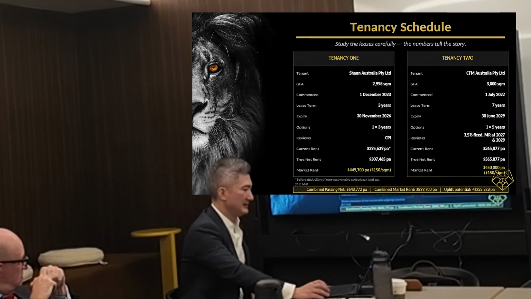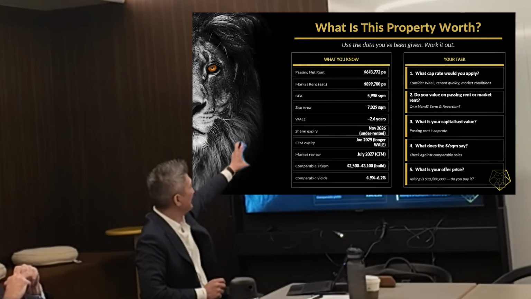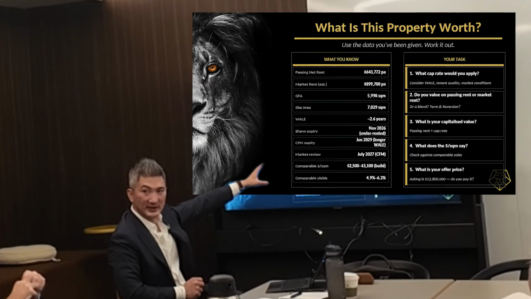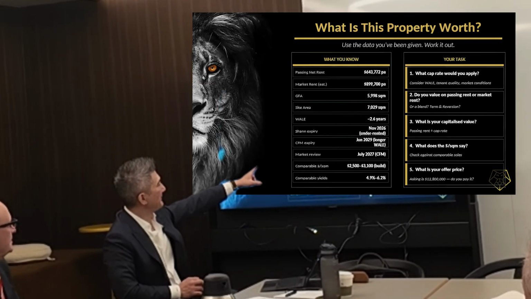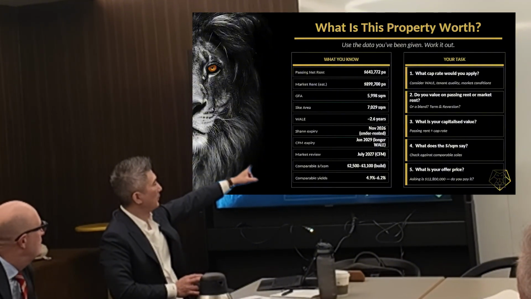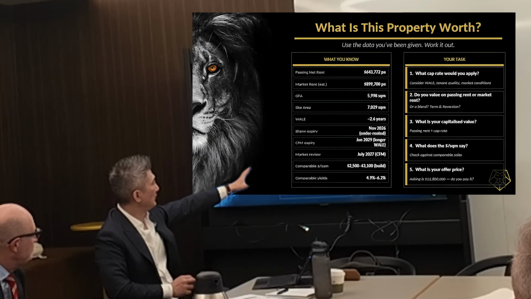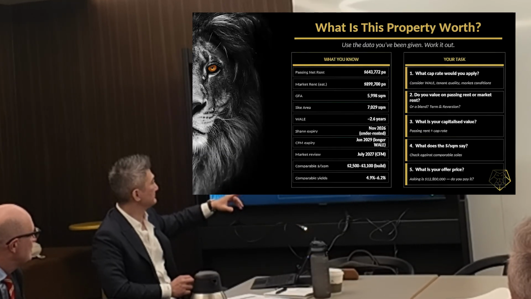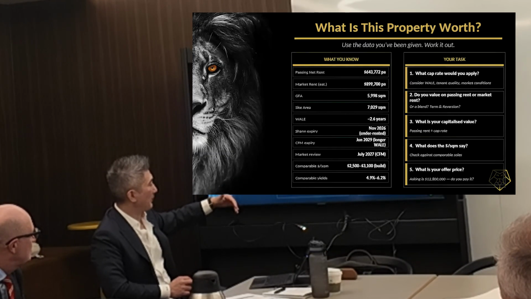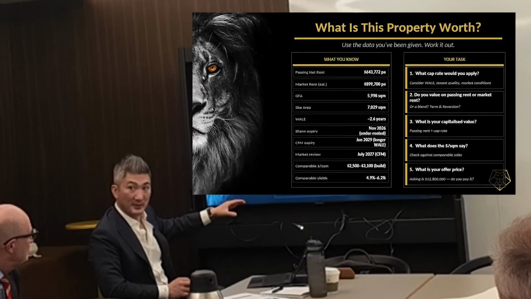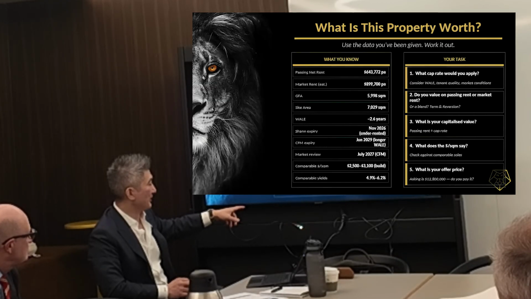So here's the information that you've got. What I want you guys to do is work out what cap rate you would use on that property. Would you value it on passing rent or market rent? What becomes the capitalized value? What does the rate per square meter say? And what would you offer?